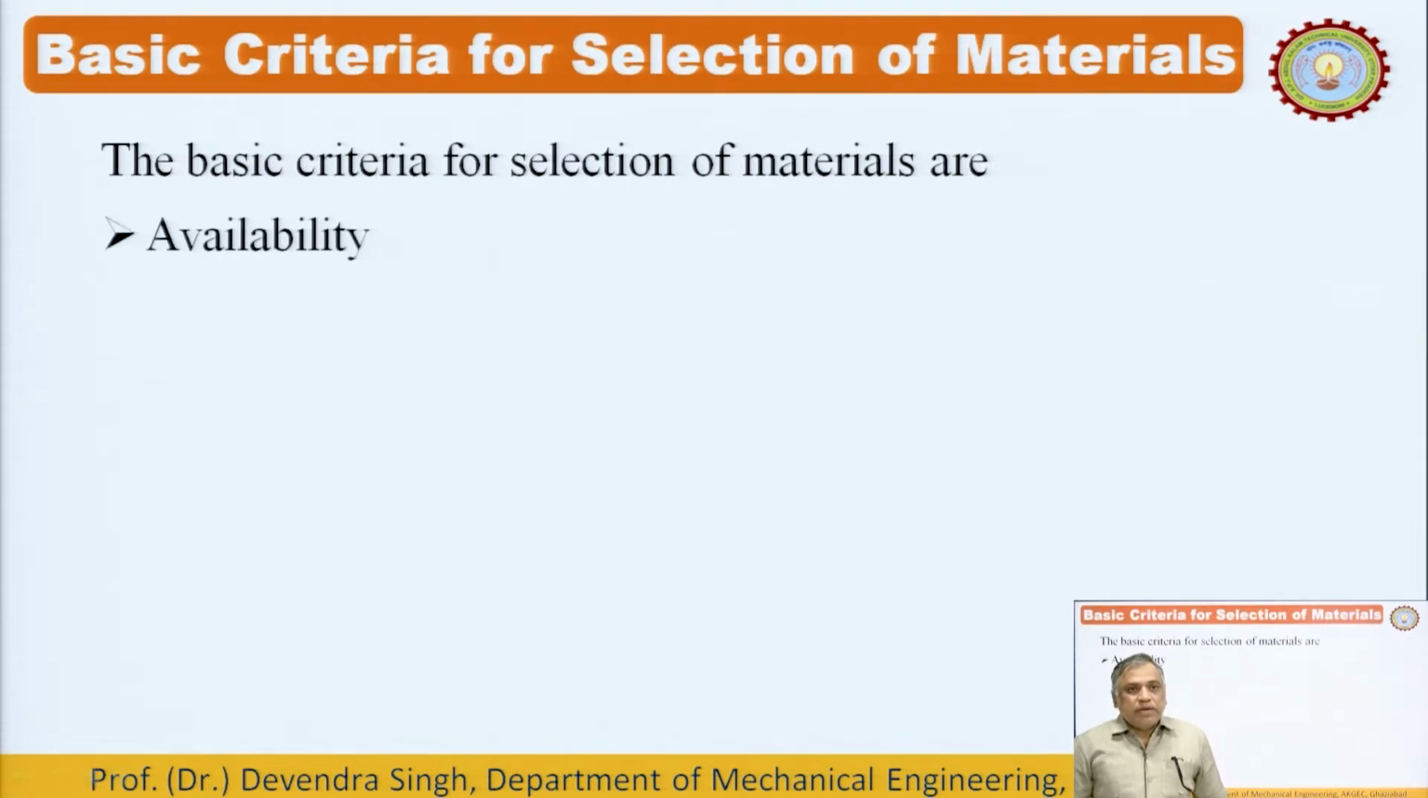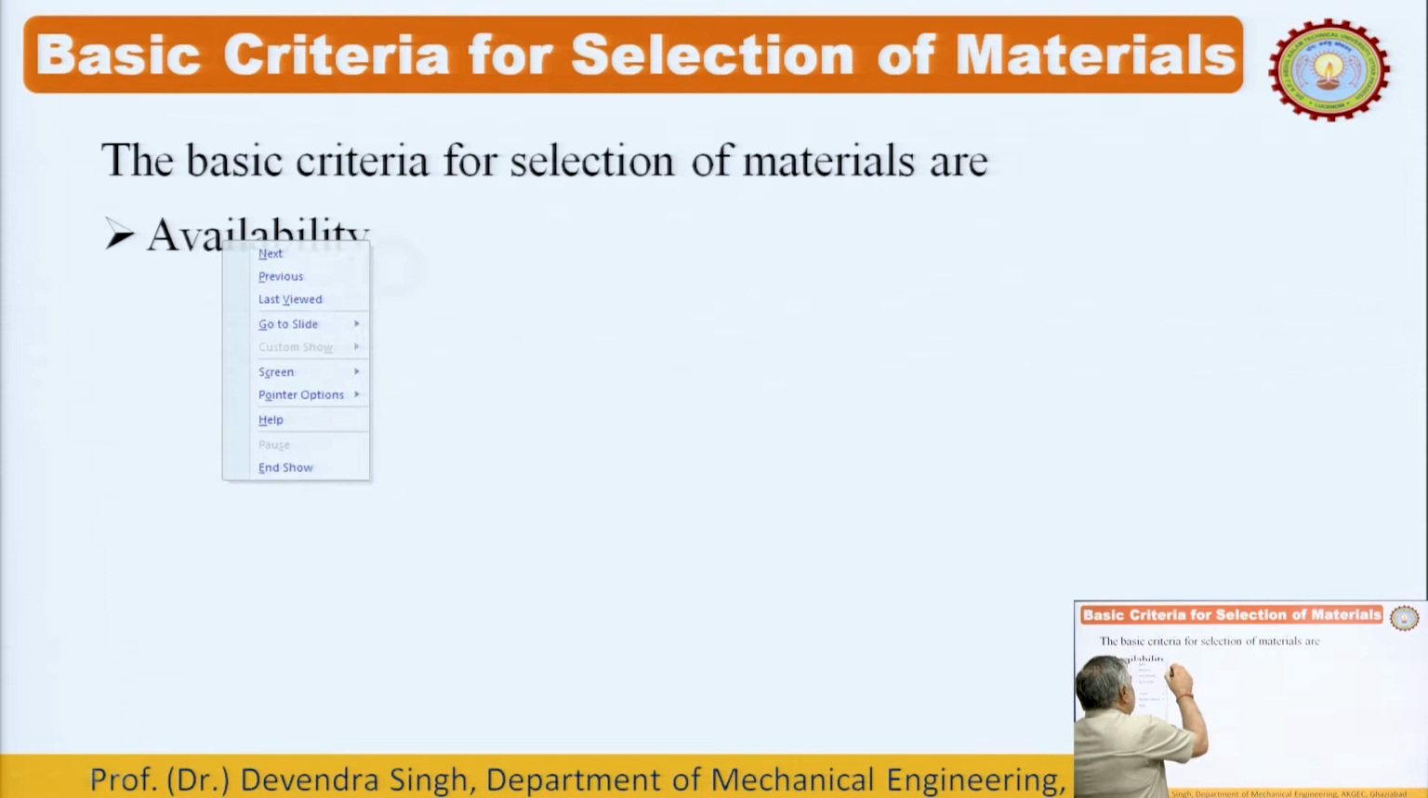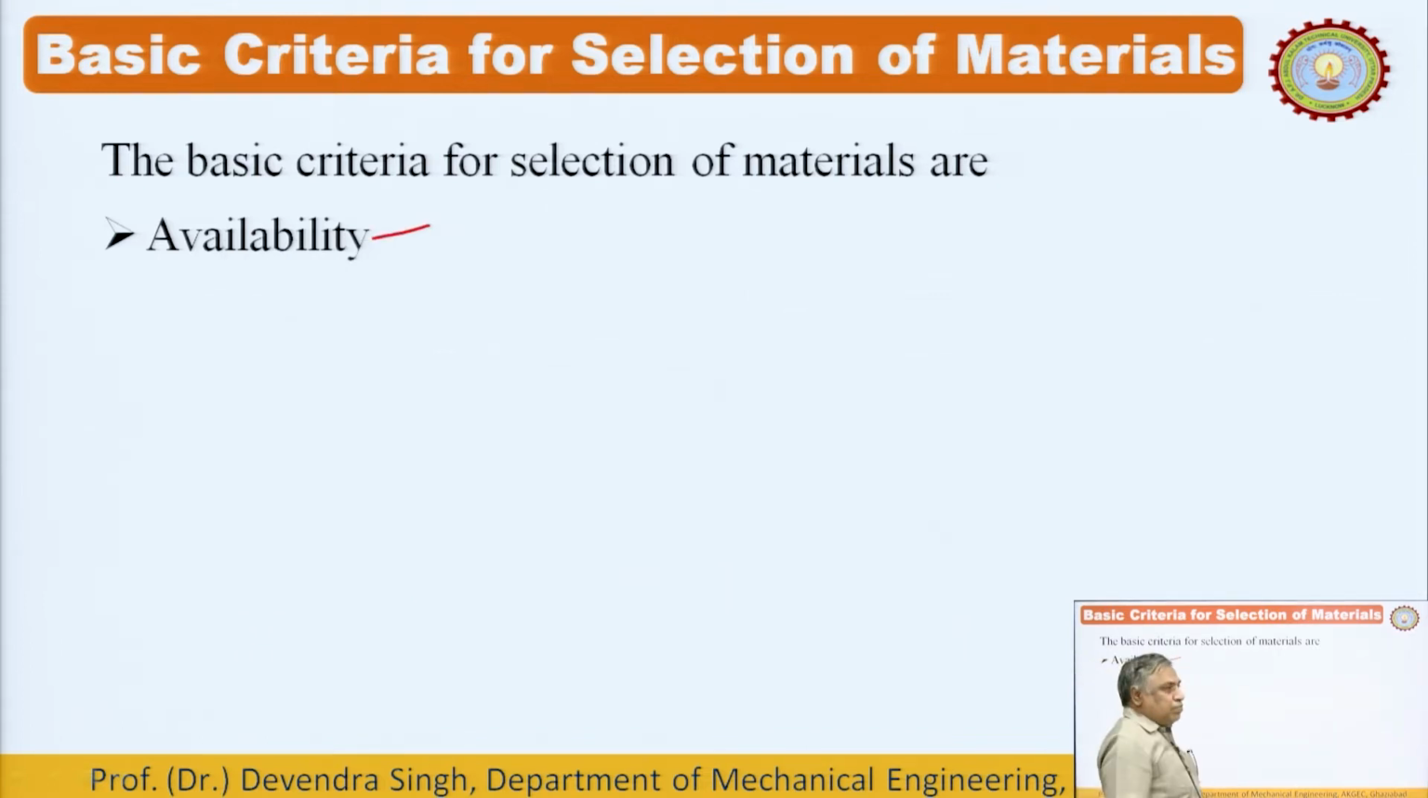Now, the basic criteria for the selection of materials. The first is availability. This is essential. If the material is available, then you can make any product. If the material is not available, the idea cannot be converted into the actual product. So, first of all the material must be available, and we should try to select a material which is available as nearby as possible.